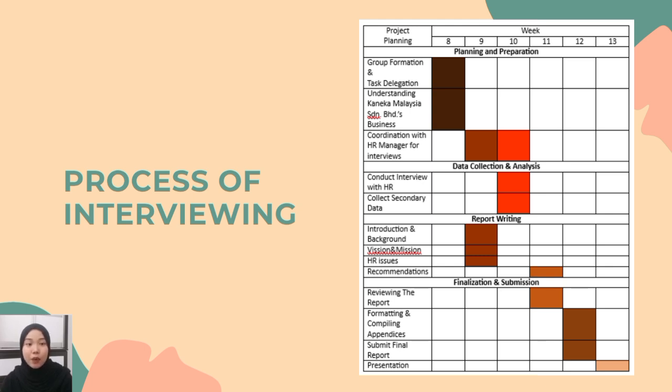And next, we work on understanding the business of Kanika Malaysia, and we did it in week 8. Lastly, we coordinated with the HR manager of Kanika Malaysia Sdn Bhd to schedule an interview, which was a crucial step in gathering primary data. For this last step, we did it from week 9 until week 10.